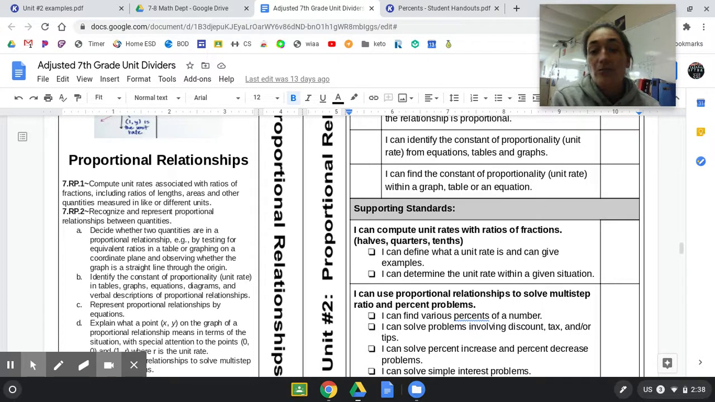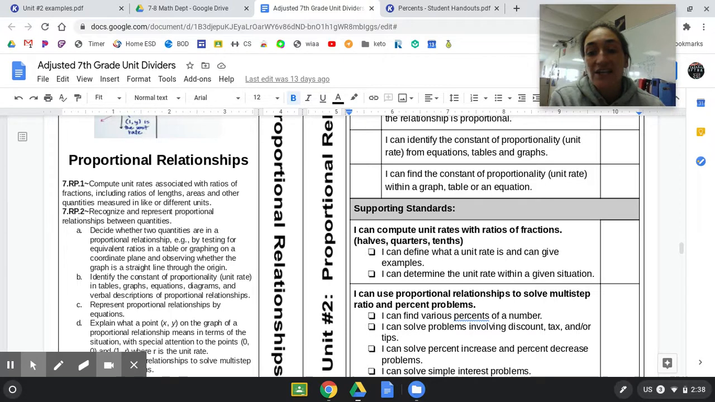You also have multi-step ratio and percent problems. So to be honest, this is one of the most important units for a life skill, because not only are we dealing with various percents like 70% of 28, like we did for the last unit test, but you'll also need to learn about discounts, taxes, and tips, which most people in Washington State use on a daily basis.